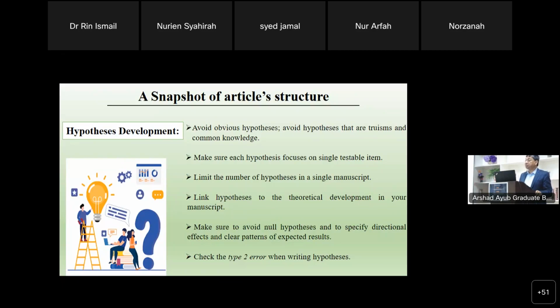Limit the number of hypotheses in a single paper. Sometimes I get a paper with 10 hypotheses. Man, 10 hypotheses! You try to limit it to a maximum of 3. And if you really have 10 hypotheses genuinely, you write 3 papers. You do not try to put everything into one paper. That becomes scattered, and the size of the paper increases.